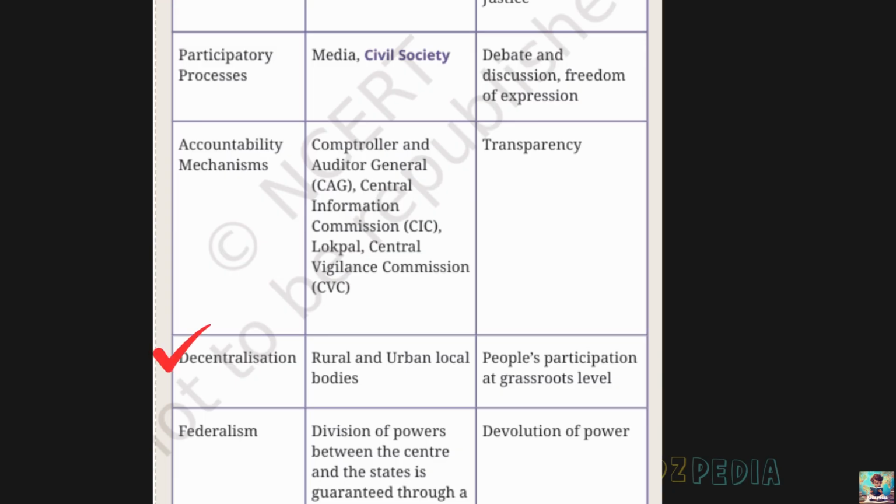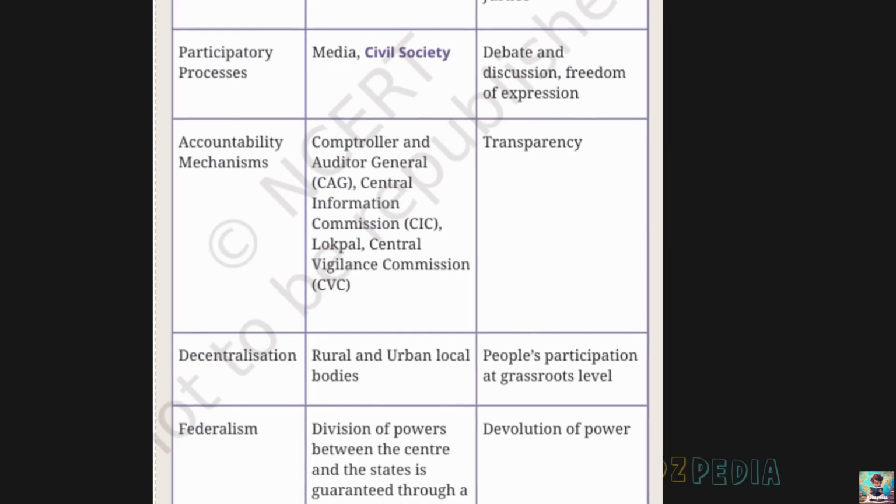Next is decentralization. Imagine that every local decision had to be taken by the government at the top. It would be very difficult. So, some powers and responsibilities are given to local bodies. This allows people to take part in decisions about their own local areas. That is why the value here is people's participation at the grassroots level. Grassroots level simply means the local level, the place where people actually live.